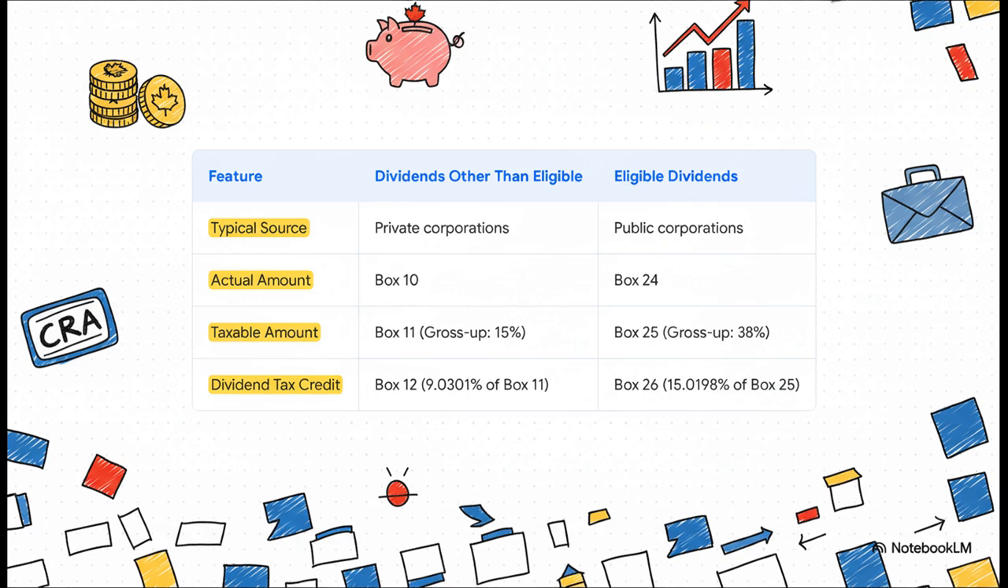The goal is to make sure a dollar earned inside a corporation and paid out as a dividend is taxed at roughly the same total rate as a dollar you earned directly as salary. It's a true cornerstone of our tax system.